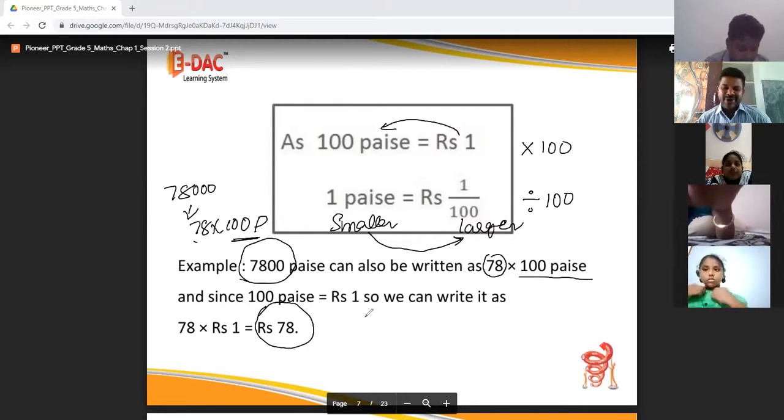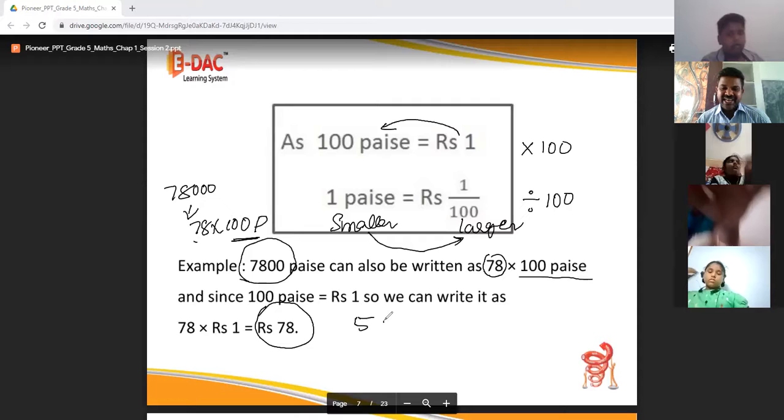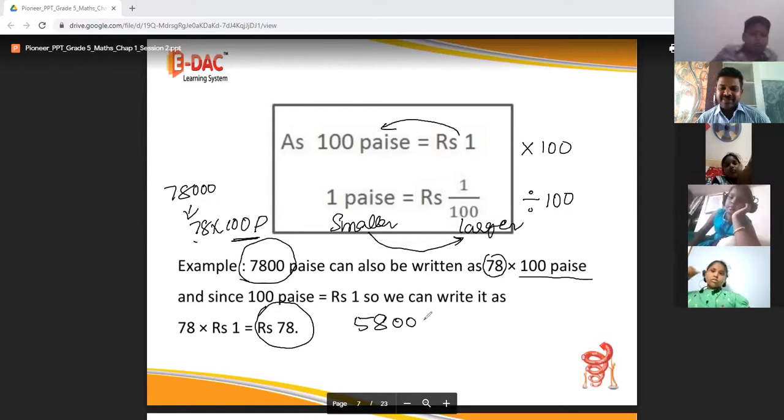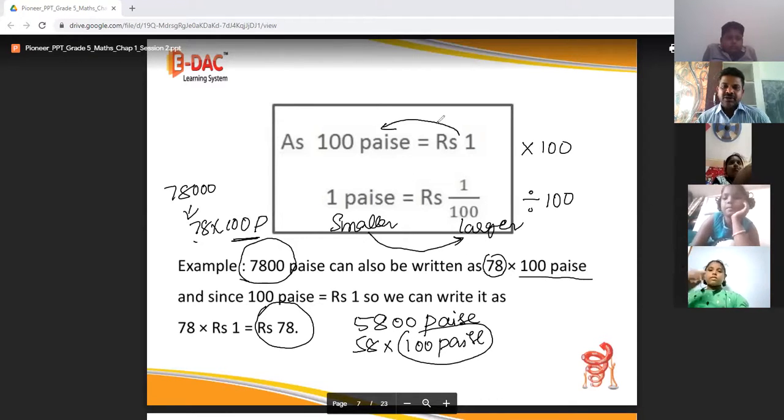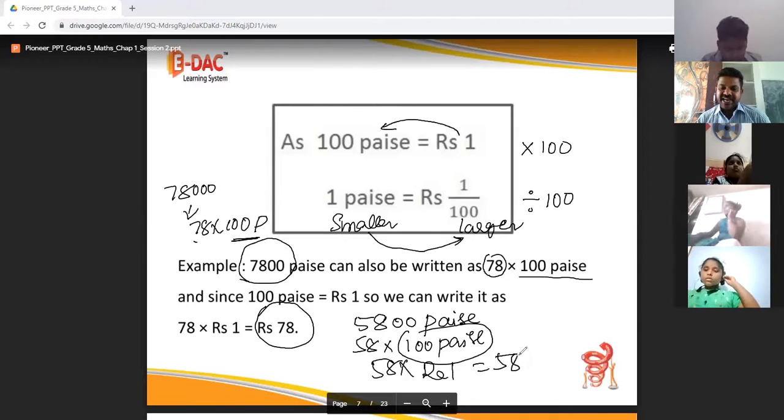Now I will give you one more example: 5800 paise. So 58 into 100 paise. 100 paise makes 1 rupee, you know. So 58 into 1 rupee equals 58 rupees.